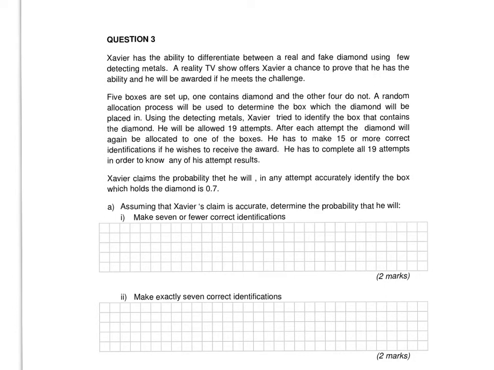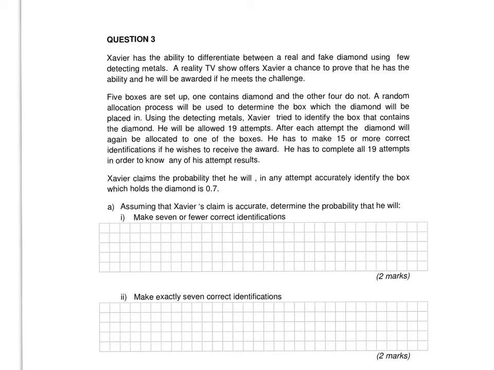He will be allowed 19 attempts, thus the number of trials n equals 19. To receive an award, Xavier is to make 15 or more correct identifications. Noted also that he had claimed the probability he will make the correct identification is 0.7. The first part of this question requires us to identify several probabilities. First, following Xavier's claim, determine the probability that he will make 7 or fewer correct identifications.